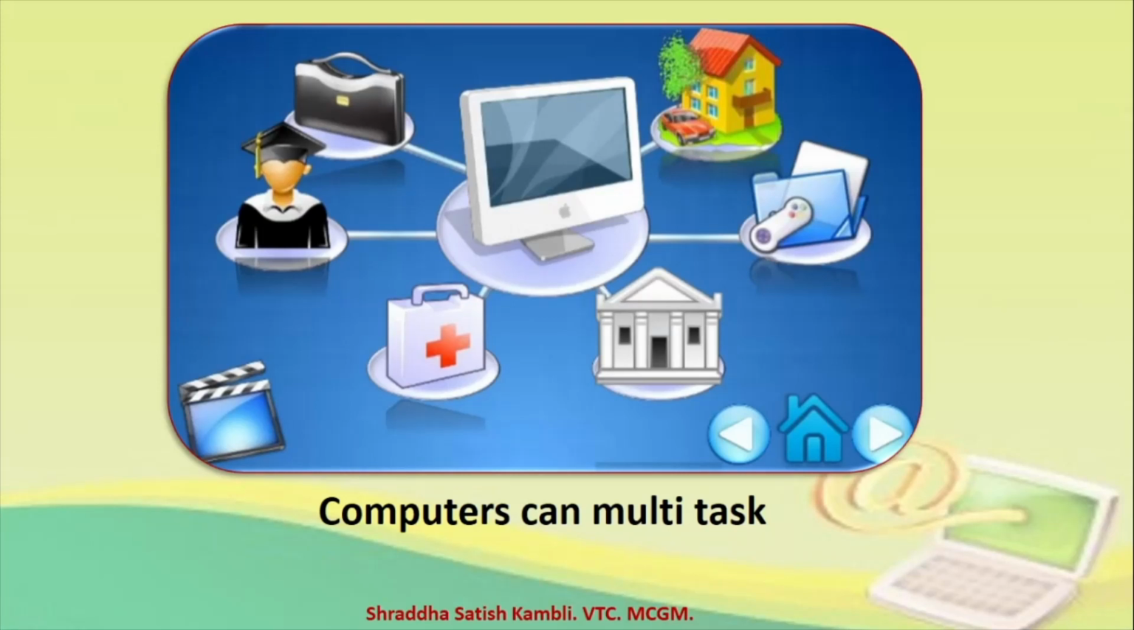So a computer can multitask. That means it can do a number of activities at the same time. It can add, and it can also give you information from Google. So there are very, very few things that a modern computer cannot do. Other than calculations, which is a very simple job for a computer.